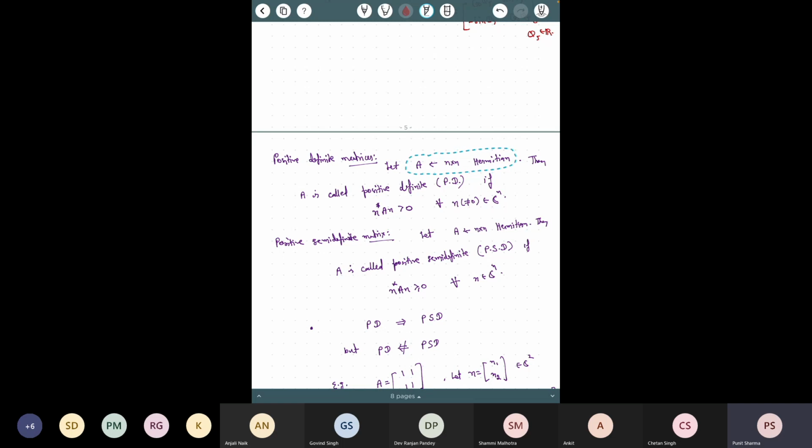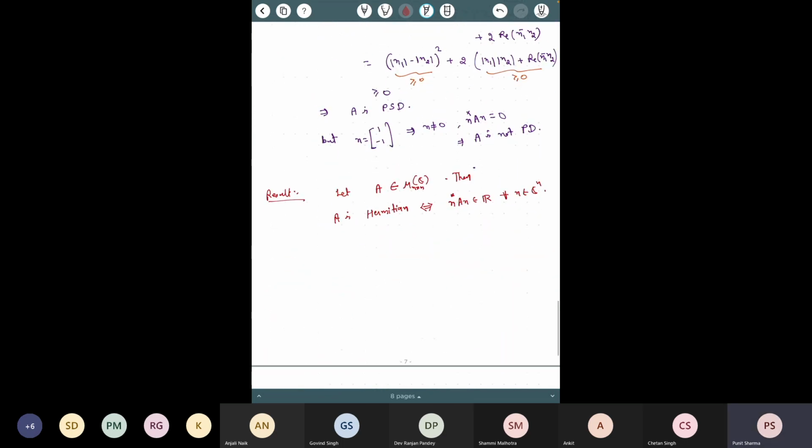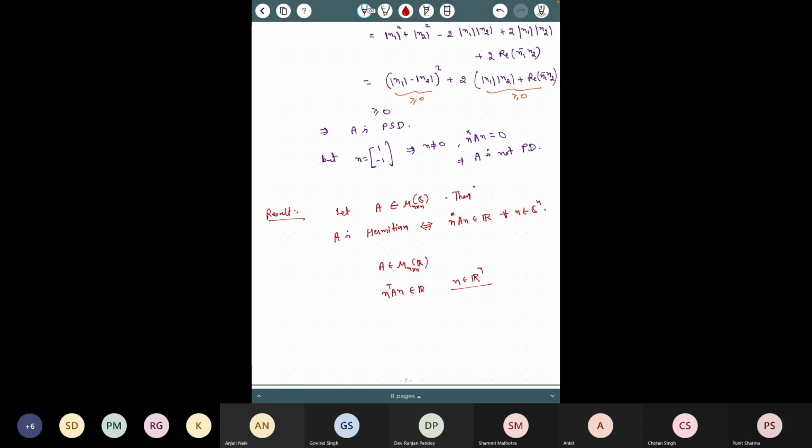Especially, it is to mention when you have a real matrix, so real symmetric. This is true when you have a complex matrix. What I'm saying is that if you have a real matrix A, and X is a real vector of size n, then X transpose AX is also real. But this does not imply that A is symmetric.